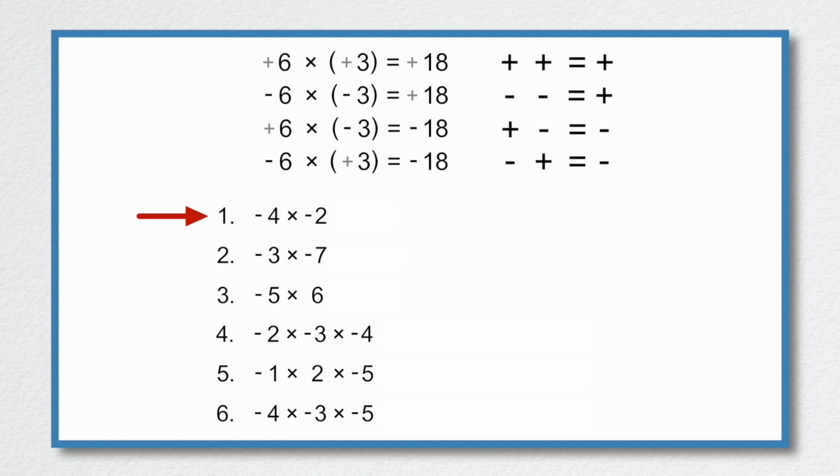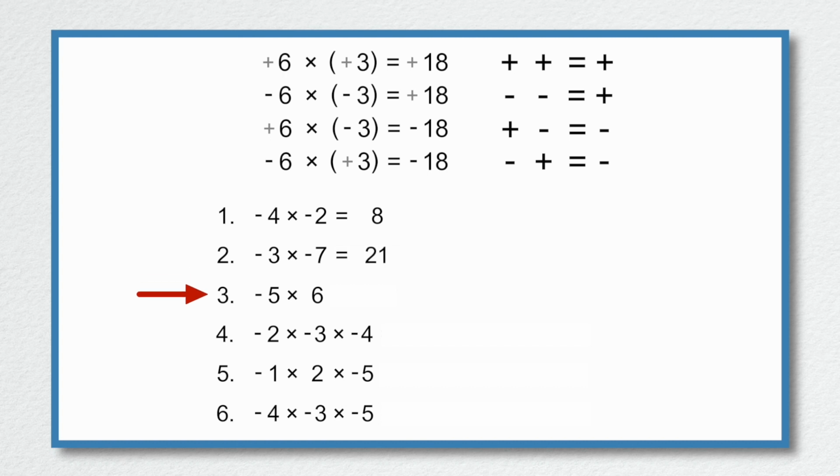Negative 4 multiplied by negative 2. So a negative and a negative is going to give us a positive result. So 4 multiplied by 2 is equal to 8. Negative 3 multiplied by negative 7. Well, 3 multiplied by 7 is 21. And because they're both negative, it's going to give us a positive answer.